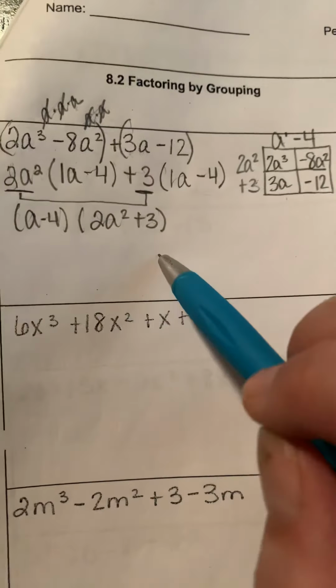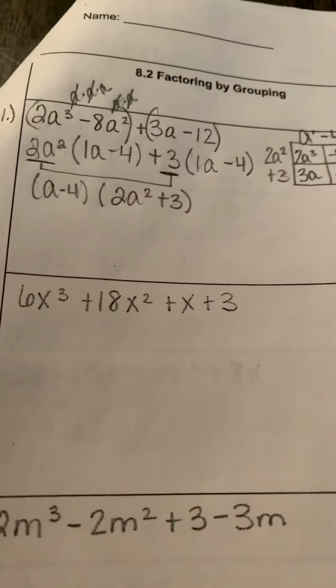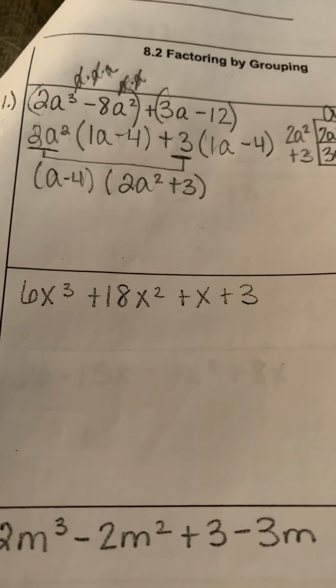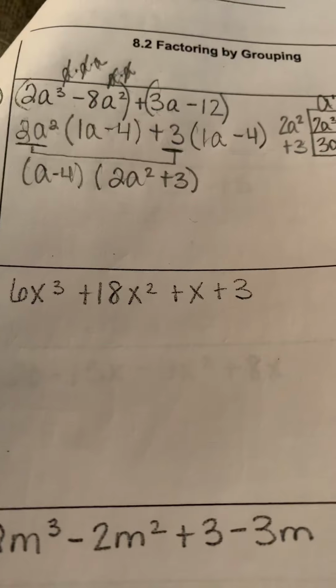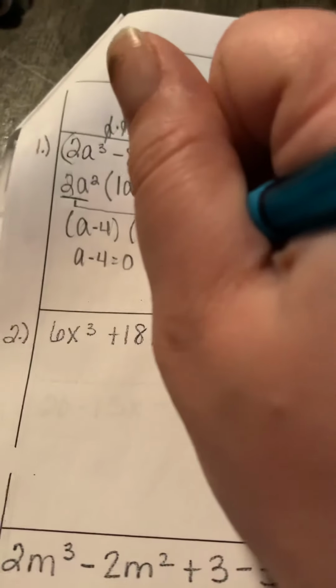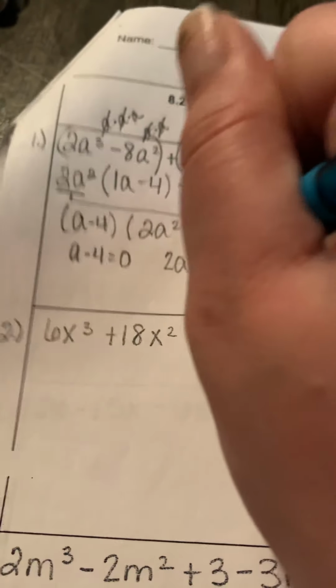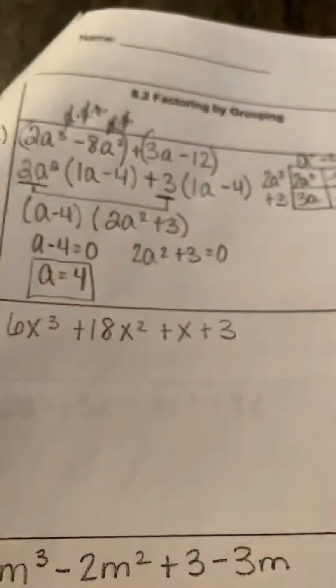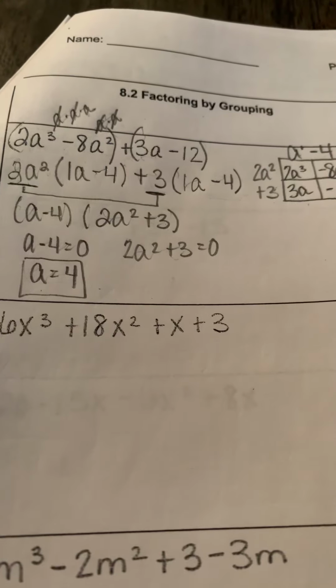So I know I factored this correctly. So now I can find my zeros just like we did using the diamond method and the quadratic formula. We're going to find out where this will cross our x-axis. So a minus 4 equals 0, and 2a squared plus 3 equals 0. Well, here if we add 4 onto both sides, we get a is equal to 4. So our shape will cross the x-axis at 4.